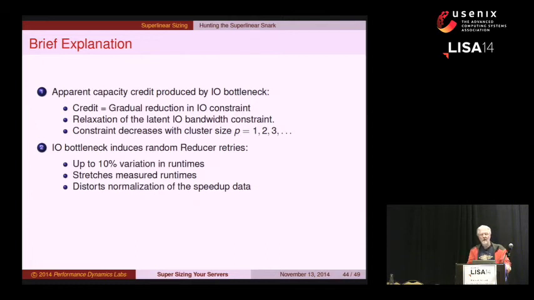And the I/O bottleneck further induces random retries in the reducer process. I don't have any time to explain that today, but it causes a kind of stretching in the amount of time it takes to actually do the workload, and that has a significant impact on the normalization where you divide the throughput by the one node throughput. That's the speedup value. The details of this will appear in the ACMQ article.